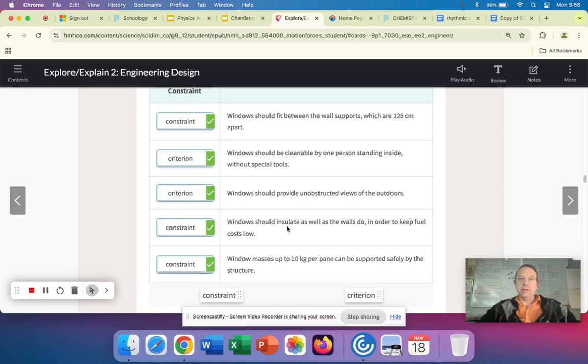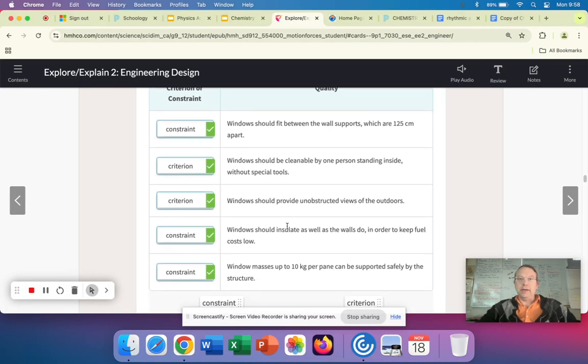All right. So think of criteria as desirables and constraints as limitations, which are also desirable. Like we want it to fit. That's desirable, but it's a size limitation. Or we want it to insulate well. Well, that's a fuel cost limitation.